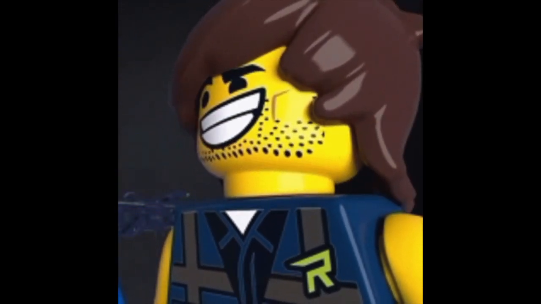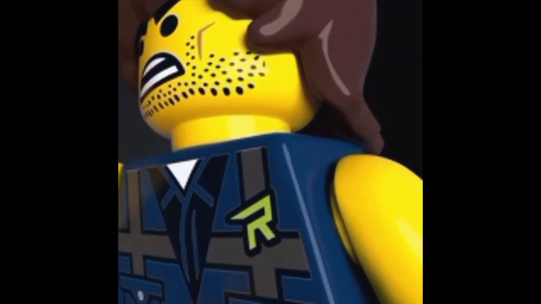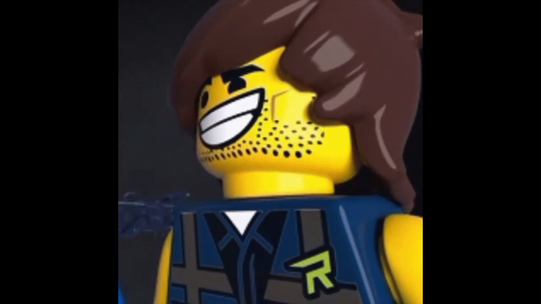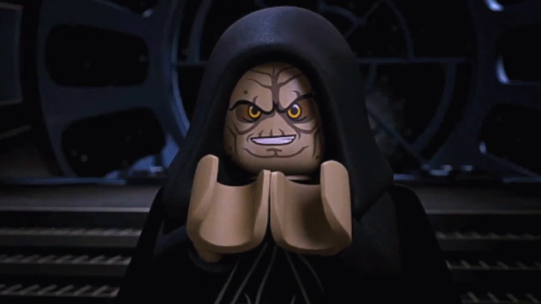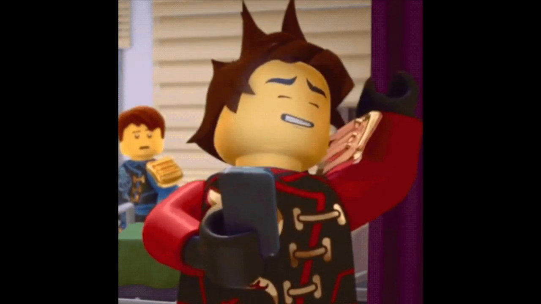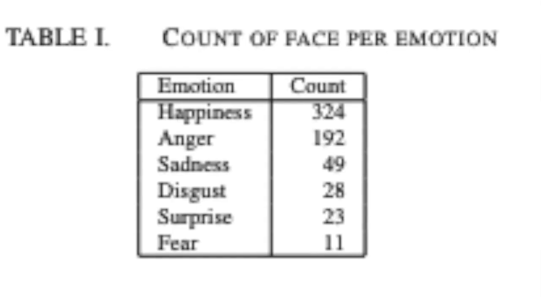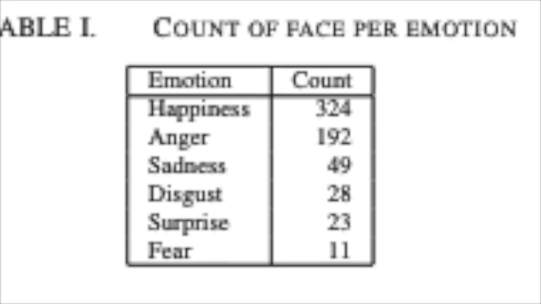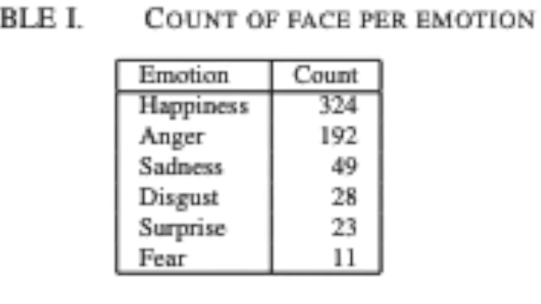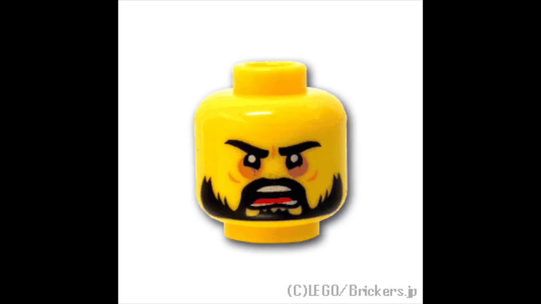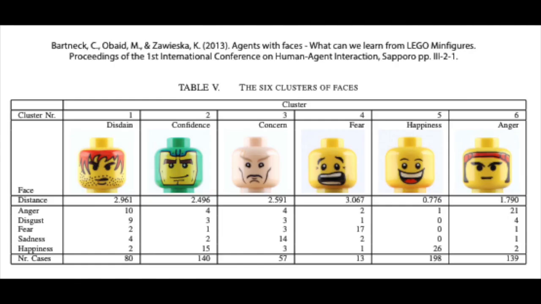According to those involved, the results show that the LEGO company in 1989 began to dramatically increase the variety of facial expressions. The most popular two facial expressions are happiness and anger, and the proportion of happy faces is decreasing over time, according to this study. Through a K-cluster analysis, they identified six types of facial expressions: disdain, confidence, concern, fear, happiness, and anger.